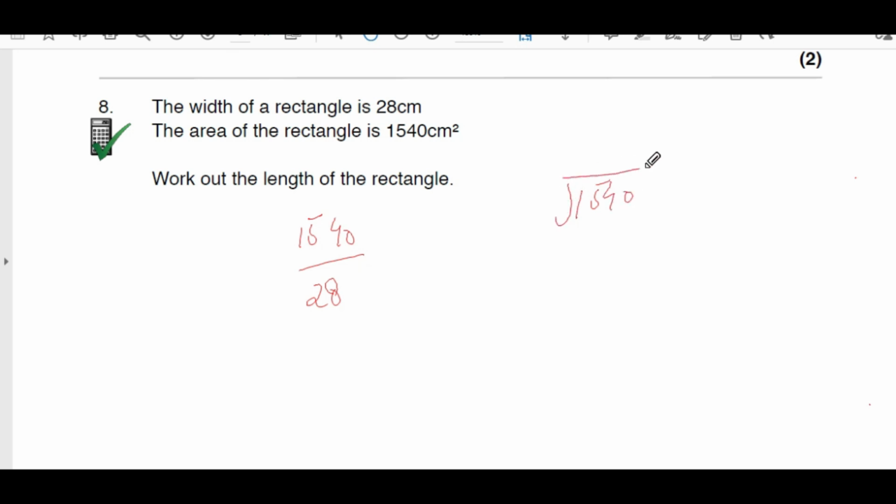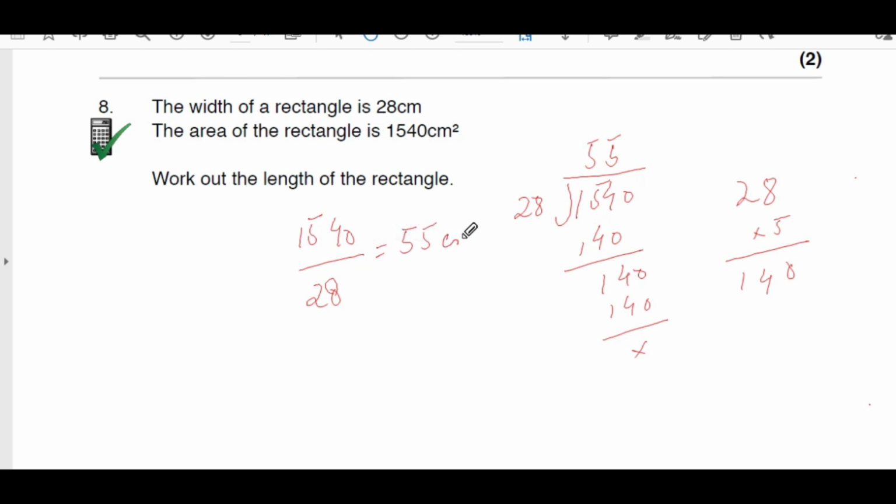You can use your bus stop method, and here you will find 28 times 5 will give you 140, and you will write over here 140, remainder will be again 140, and 28 times 5 will give you 140. So your answer will be 55 centimeter. Understand? So the length of the rectangle is 55 centimeter and the width was 28 centimeter. But this is one way of doing your division.